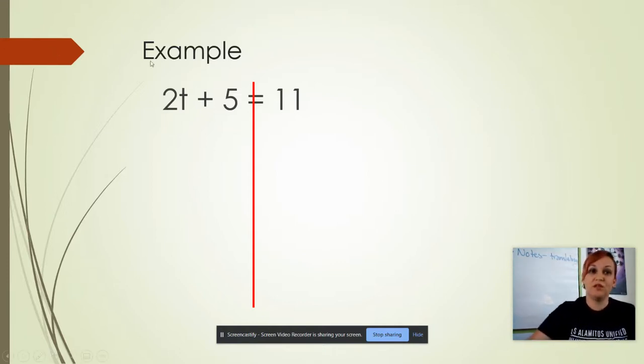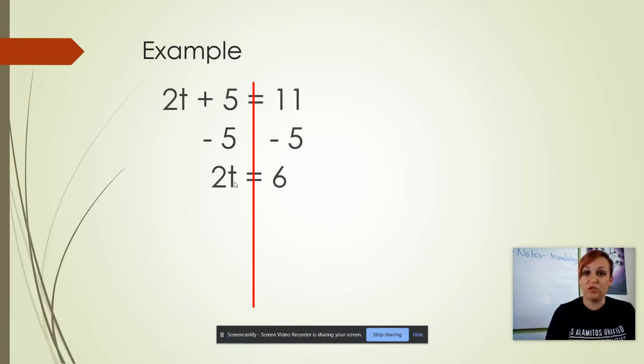So the first thing that I'm going to do, I need to get rid of this plus 5 that is attached to my variable t. On our previous video, we learned that I'm allowed to subtract the same number from both sides of the equal sign, and I will still have a true statement. So I'm going to choose to subtract 5 from both sides of the equal sign. The reason why is that 5 and negative 5 are inverses, and they will cancel out. And it'll get rid of the 5 that was attached to my variable t.